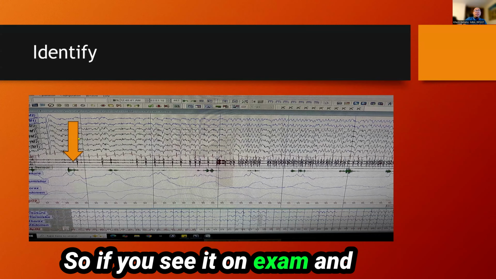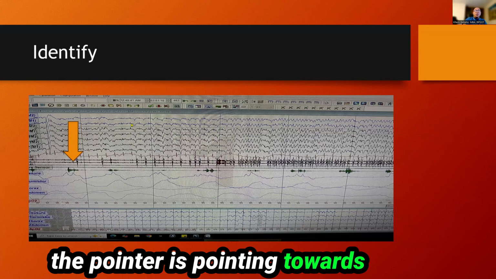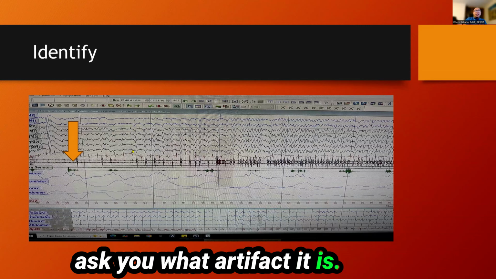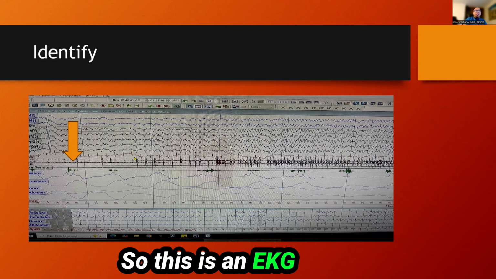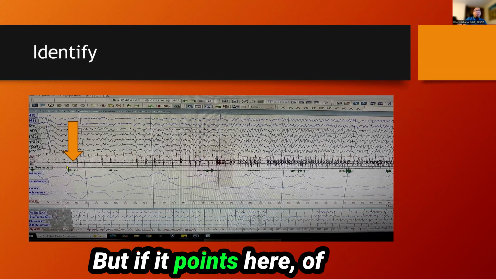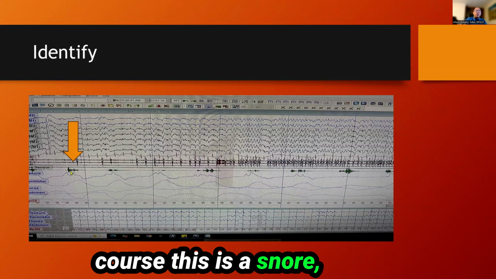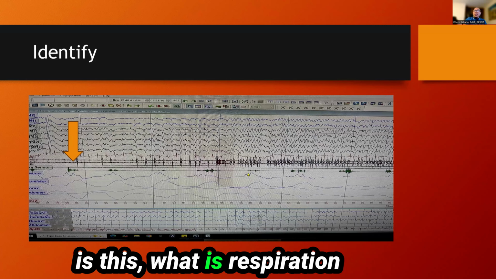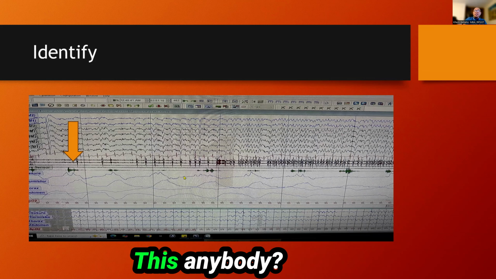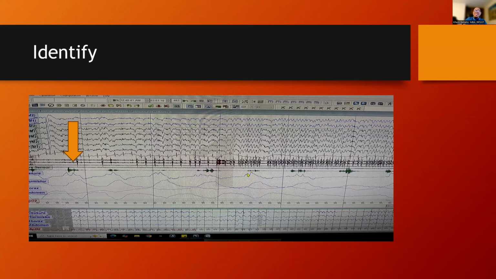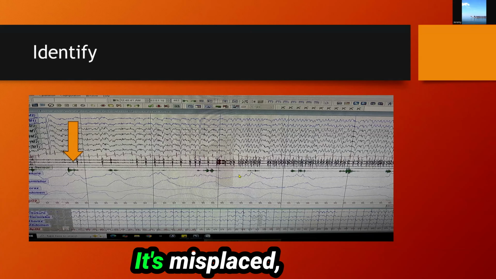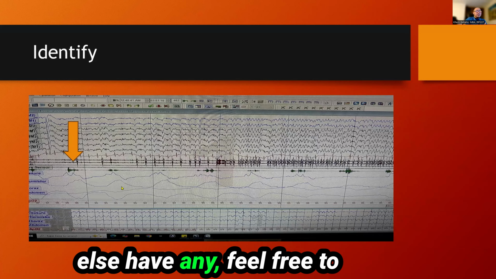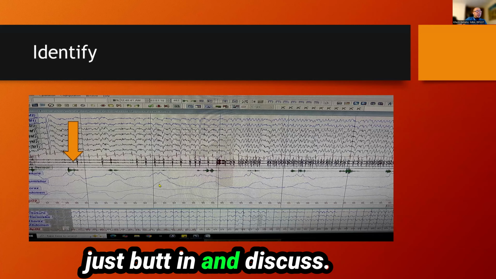So if you see it on exam and the pointer is pointing towards this, the EEG, it's trying to ask you what artifact it is. So this is an EKG or ECG artifact. But if it points here, of course, this is a snore. And if it points to the respiration, what do you think is this? Is respiration supposed to look like this? Anybody? It's weird. Is this normal? Yeah, it's misplaced. Anybody else? Feel free to just butt in and discuss.